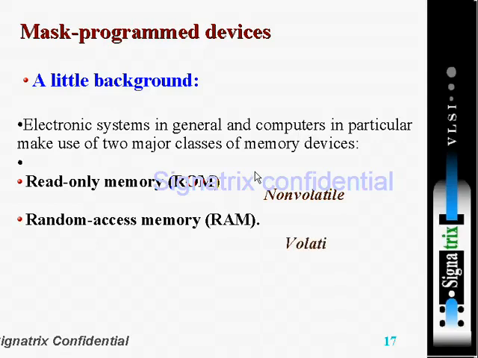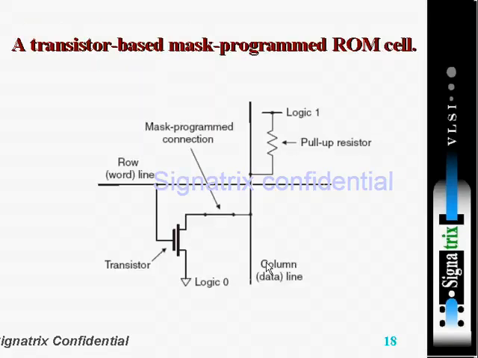Like booting of a system, where should that program be stored? That program should be stored somewhere in ROM. Similarly, next is random access memory, which is volatile. It is simply a scratch pad. You can use it and after that you can delete it. So this is volatile. Now we are coming to the transistor based mask programmable ROM cell. Now we'll see the transistor based mask programmed ROM cell.